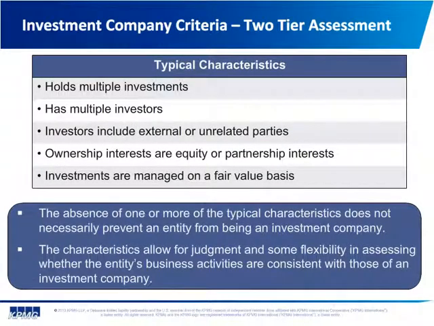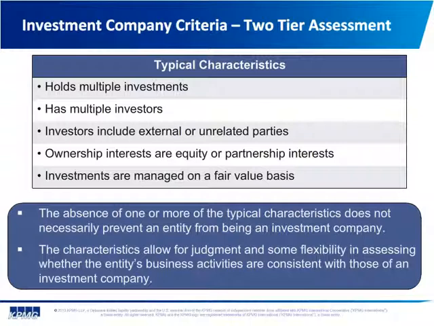Tier 2 of the assessment is evaluating the typical characteristics. The typical characteristics presented on the slide are those that are usually present for investment companies, but if an entity is missing one or more of these, it can still be deemed an investment company. So judgment will need to be exercised when evaluating these. In order to demonstrate this, let's go through some of the common exceptions to typical characteristics that would not prevent an entity from concluding that the entity is an investment company.